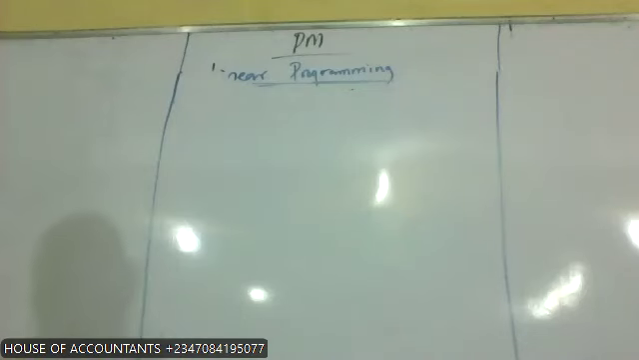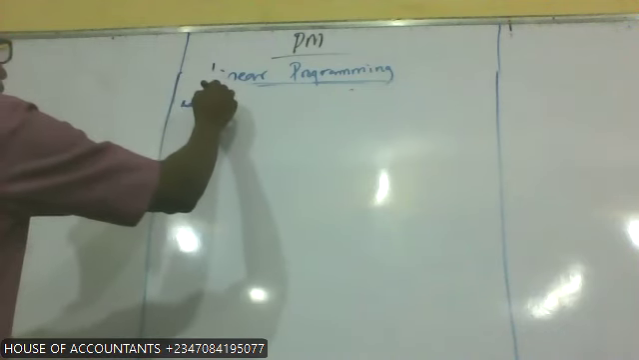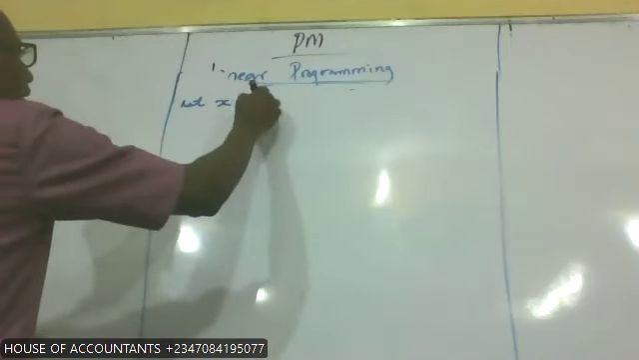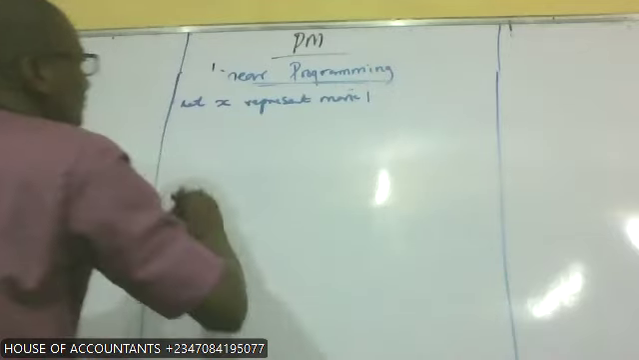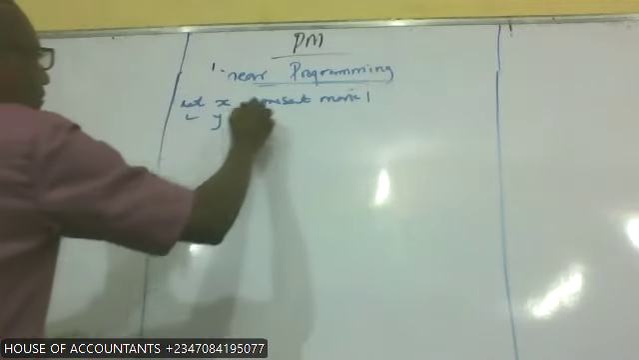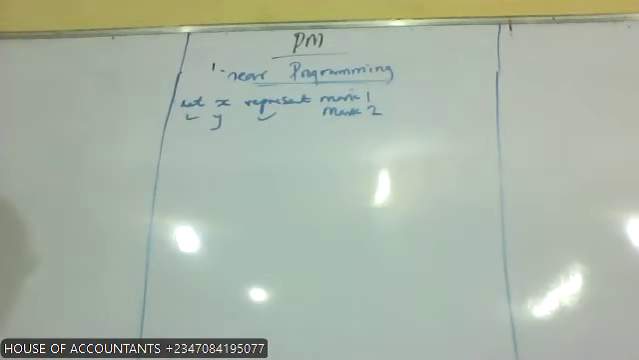Define the variable. Because here they are yet to define the variable. What they are only telling us is Mark 1 and Mark 2. So we have to define the variable. Let X represent Mark 1. Let Y represent Mark 2. We have defined the variable. Any issue?